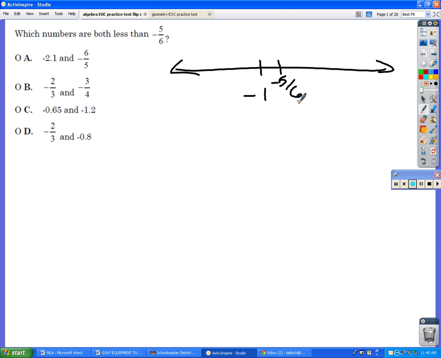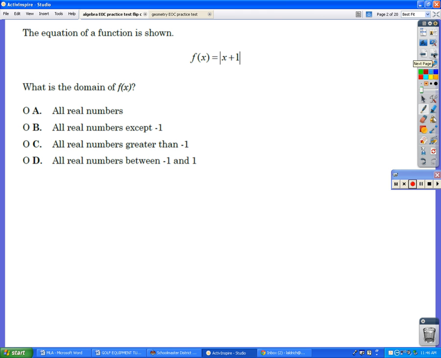So that means your answer is A, because negative 2.1 would be somewhere over here to the left of it, and negative 6/5, since 6/5 is bigger than 1, is less than negative 1. So your answer is A. Negative 2/3 and negative 3/4 would both be over here because they are bigger than negative 1. Negative 1.2 is less than negative 5/6, but negative 0.65 is not. And negative 2/3 and negative 0.8 are both over here as well. Just circle the correct answer.